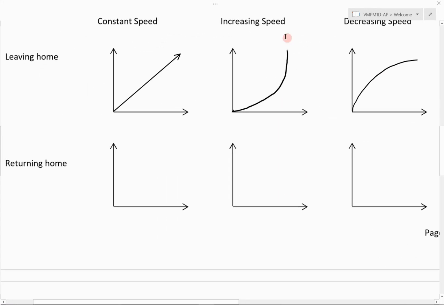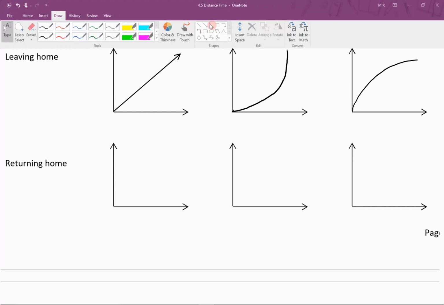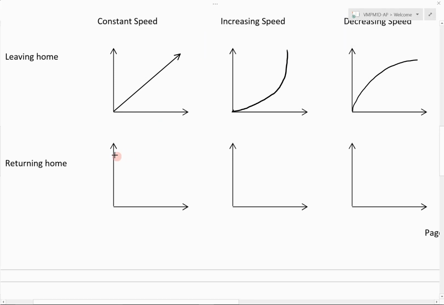If you're returning home, your graph's going to look something like this. You're starting away from your house, and you're going back to your house. Your graph's going to go down. In terms of increasing speed, you're going to have a graph that looks something like this. And if you're decreasing speed, something like this.